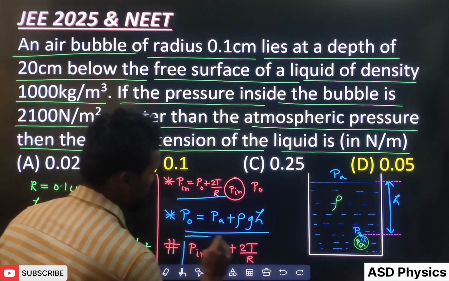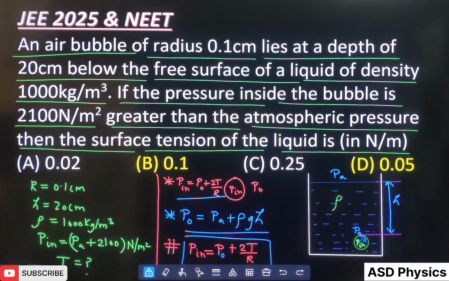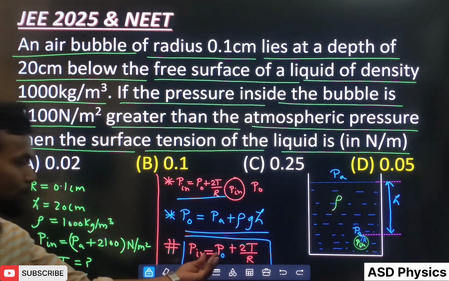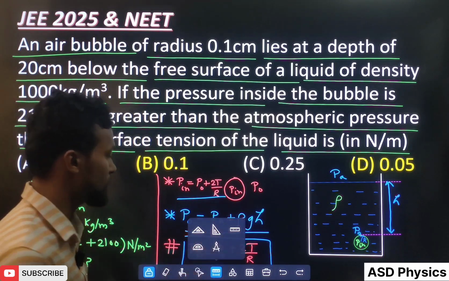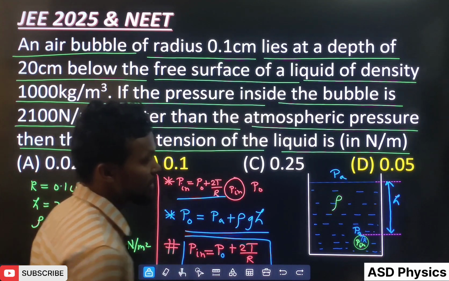Okay, so this is our main equation: P in equals P naught plus 2T by R. What is the value of P naught, students? This P naught is given by PA plus rho GH.